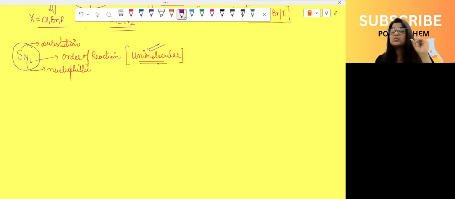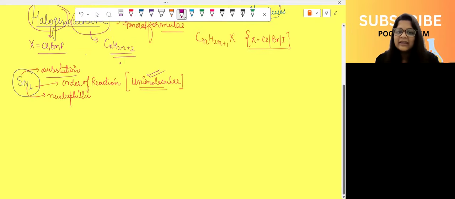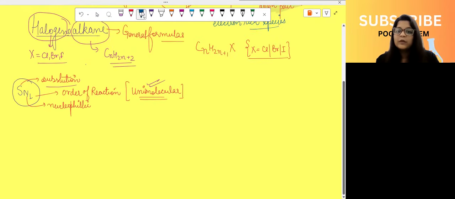Uni means one, just one molecule. Order of reaction is determined by just one molecule. Substitution, someone is replacing the other thing, and nucleophile we just now discussed. Now this halogenoalkane that we discussed could be of 3 types.